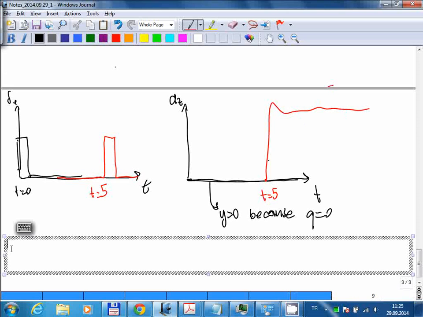So let me now write everything I just said. Let me just summarize that. The missile is obviously a time-varying system. Both mass properties are changing.